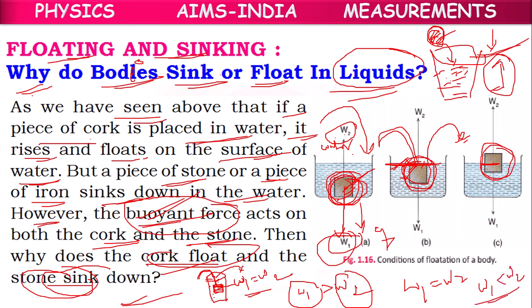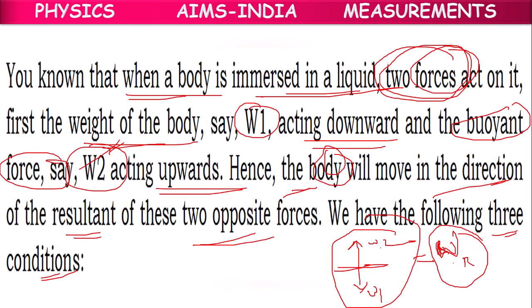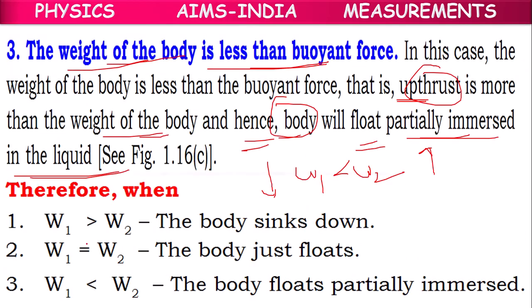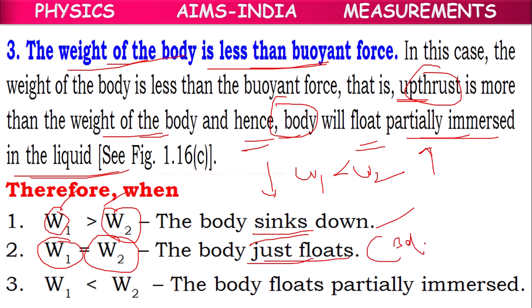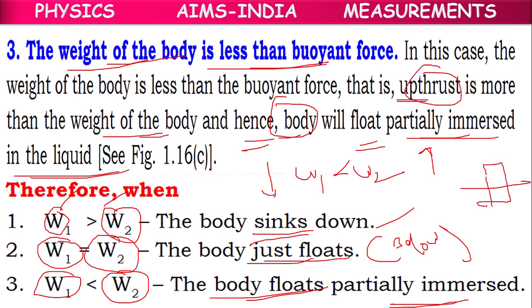Like this, we have three possible conditions regarding floating and sinking. When the weight of the body W1 is greater than W2, the buoyant force, the body completely sinks down. When the weight of the body equals the buoyant force, the body just floats below the surface of water. When the weight of the body is less than the buoyant force, the body will float partially immersed. Some portion of the body will be underwater, some portion above the water. That is called partially immersed. In these three cases, any one case may be possible.